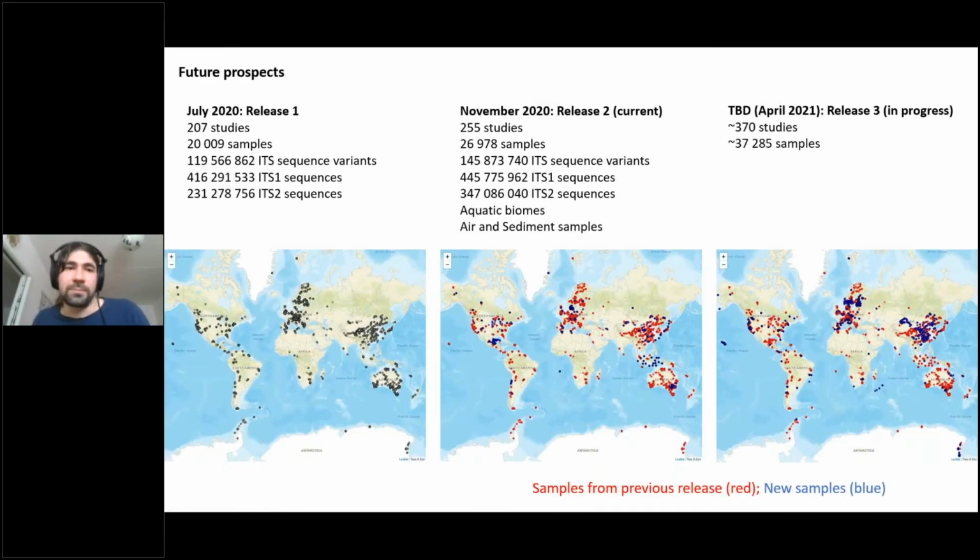So here are some future prospects. With our database, we have release number 2, which is the current one, and it contains almost 27,000 samples. We are preparing release 3, which is now in progress, and we are probably getting close to almost 40,000 samples which will be included in our database. So we will see how it goes and when we will be ready with that, but it's almost done.